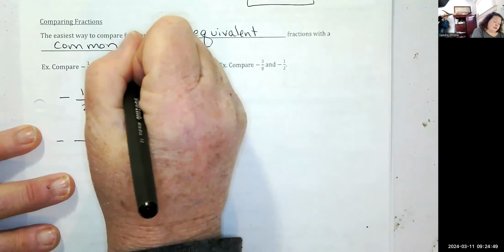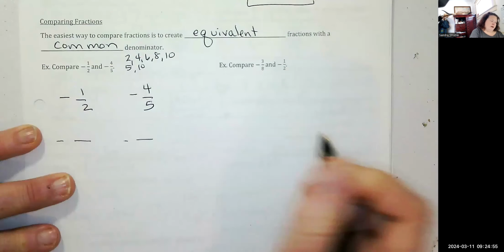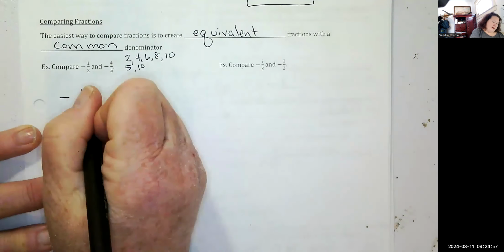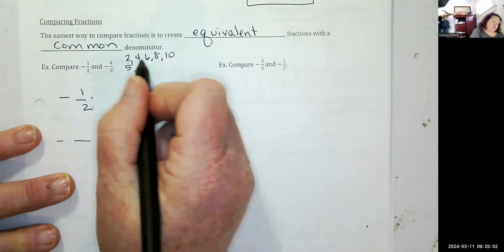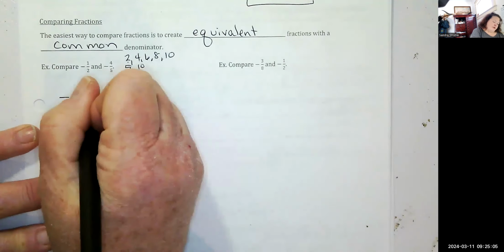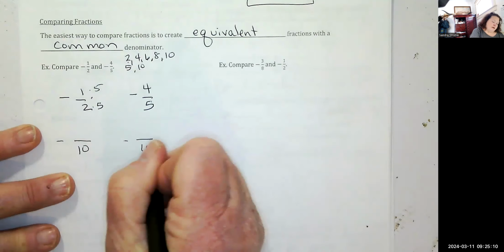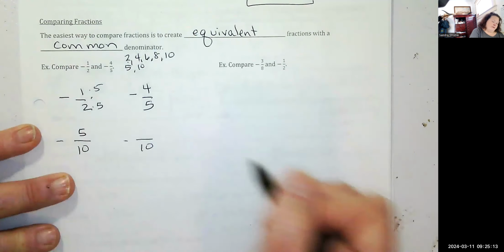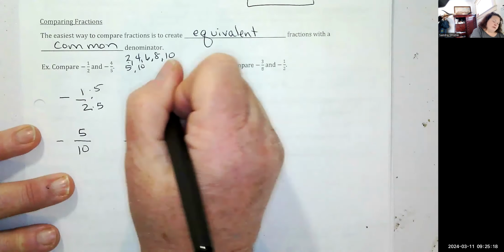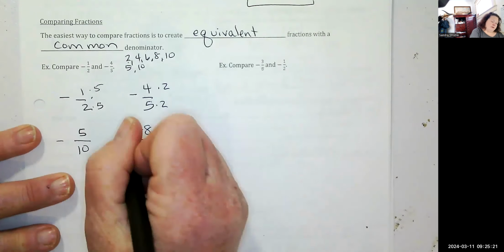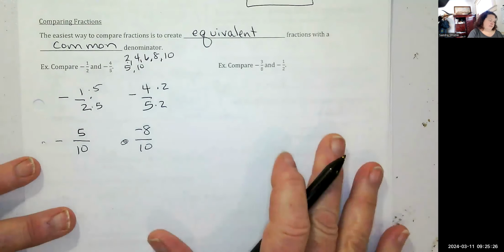For 2, it's 2, 4, 6, 8, 10. I'm going to stop there. For 5, it's 5 and 10. Okay. So 1/2, I'm multiplying the 2 by what? 1, 2, 3, 4, 5. So therefore I have to multiply my -1 by 5. And I need these to both be 10. -5 over 10. 5 times 2 is 10, so -4 times 2 is -8. So I've got -5/10 and -8/10.